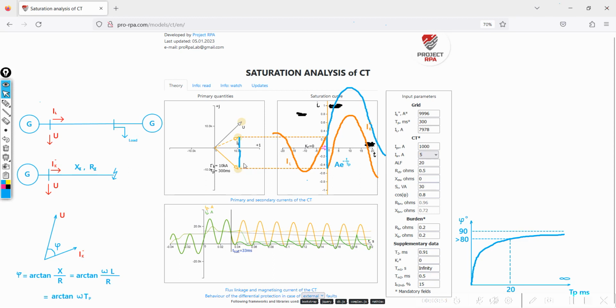I think that by now everything should be comprehensible with the input of primary quantities. In the following video, we'll take a closer look at the CT characteristics and the meaning of the other diagrams.